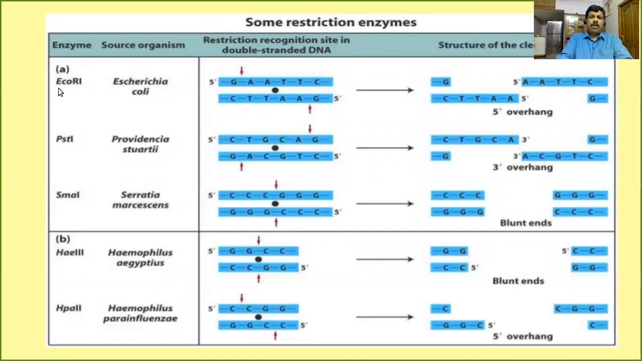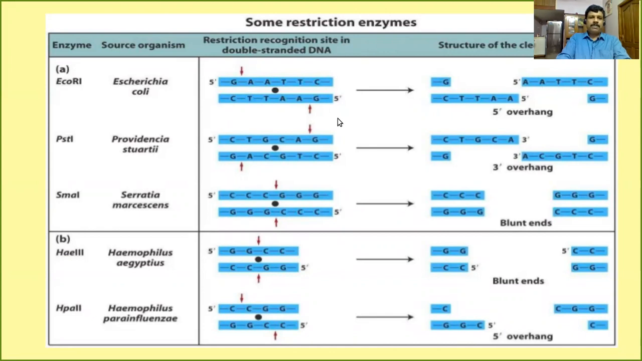The first one, which we have already discussed, is EcoR1. It is obtained from a bacterium, Escherichia coli. The recognition site is GAATTC. That means, dear children, wherever the DNA molecule has that particular sequence, the EcoR1 restriction enzyme can make a cut at this site. As a result, two sticky ends are formed.